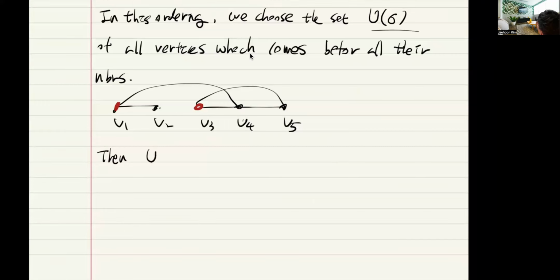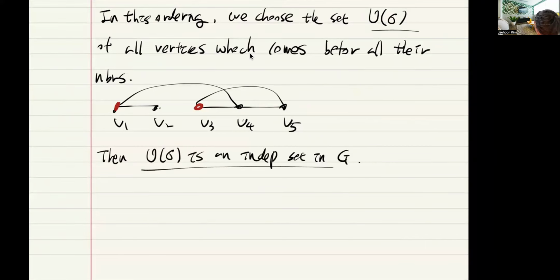Then it's easy to check that this U sigma is an independent set in this tree. So this is one way of choosing some independent set in a random way. And this random is not uniformly random, but there is a certain distribution over this random set. I mean, it is an independent set. Why is this an independent set?